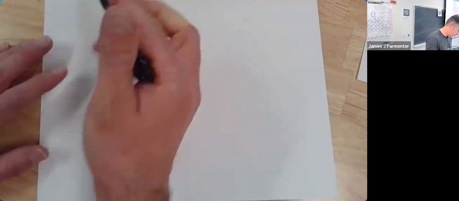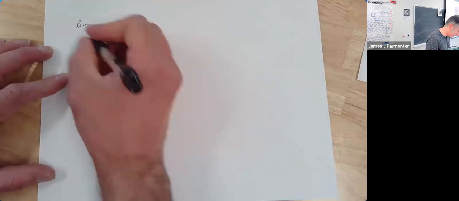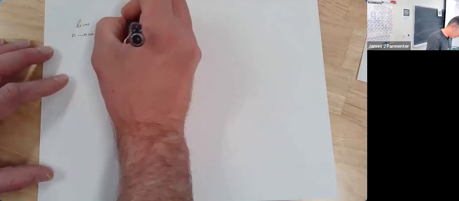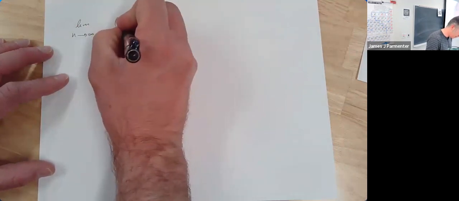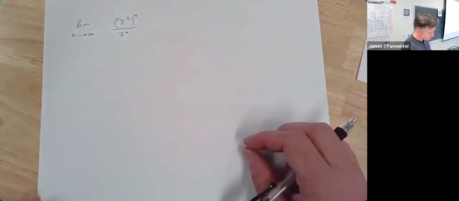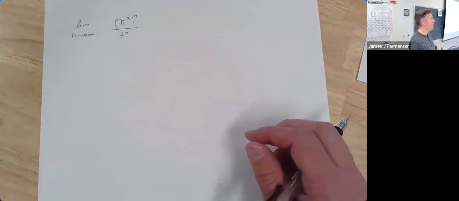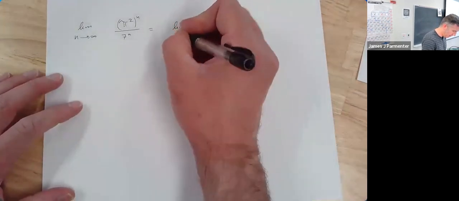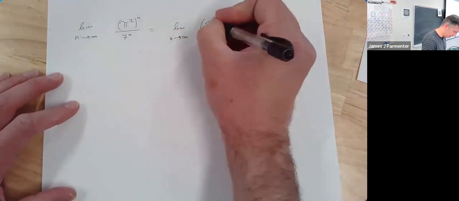So many things. Limits of sequences. You're definitely going to see one where it's like the limit as n goes to infinity of pi squared to the n over 7 to the n. And I really think what your teacher would like you to do is to write it all as one fraction to the nth power. Not that you have to, but I think it's easiest to see what's happening if you write it like this.